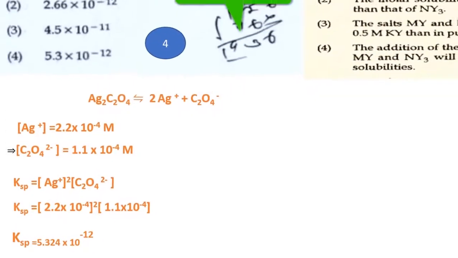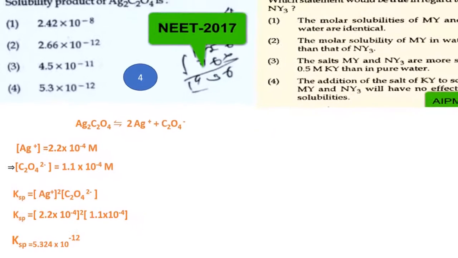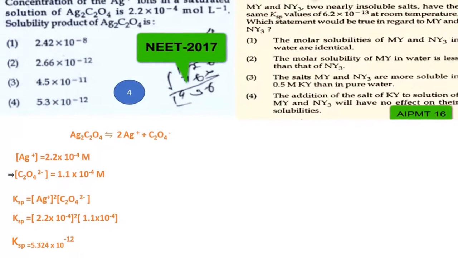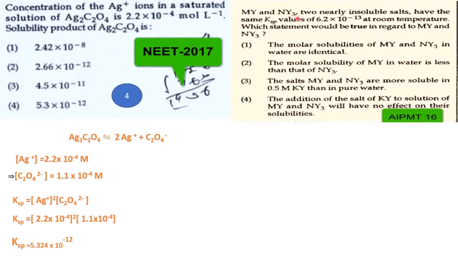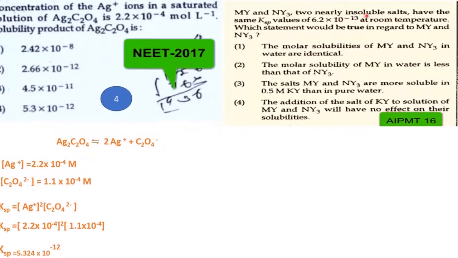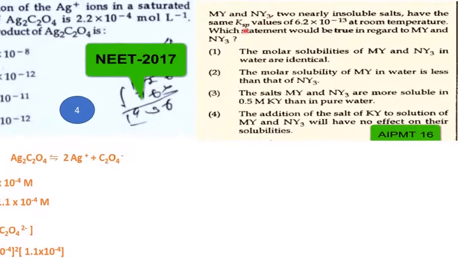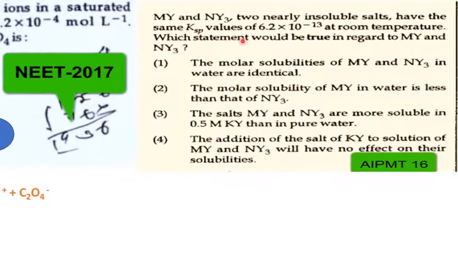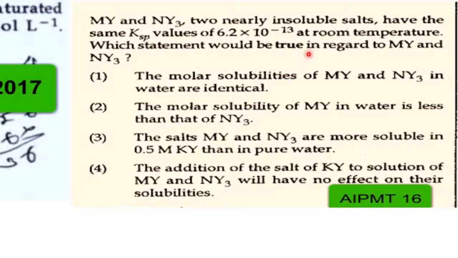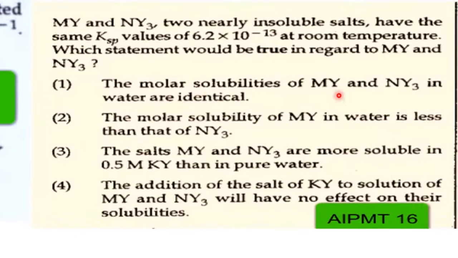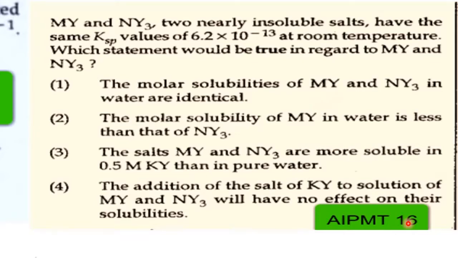So next one, it is the problem from AIPMT. Here two salts are given, MY and NY3. Both are insoluble salts having the same Ksp values. Which statement is true? Consider the molar solubilities of MY and NY3. Both have the same solubility product.